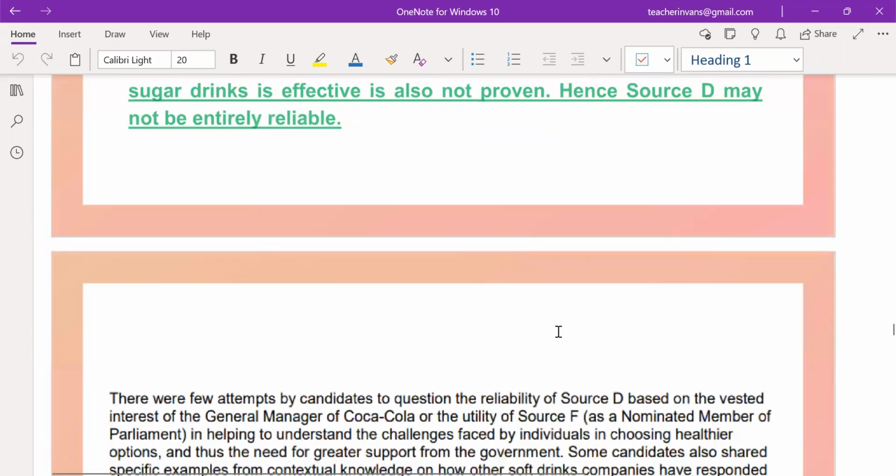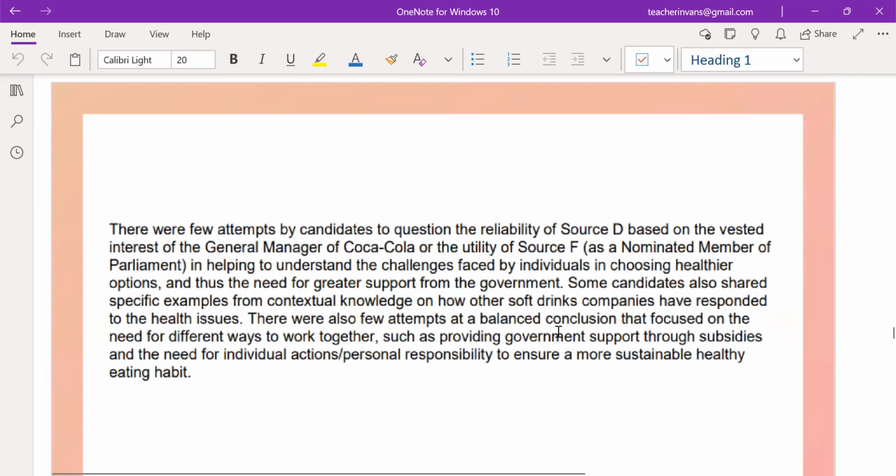Okay, from the markers' report, you can see that there are a few attempts to question the reliability of source D, based on the vested interest. I always like this word, vested interest, of the general manager. Some also talk about source F, the utility of source F and the very fact that there is a need for greater support from the government. Some candidates also shared specific examples from CK where they were talking about how there are alternatives that the soft drinks are doing. So hence maybe it is the role of the companies that plays a greater role.